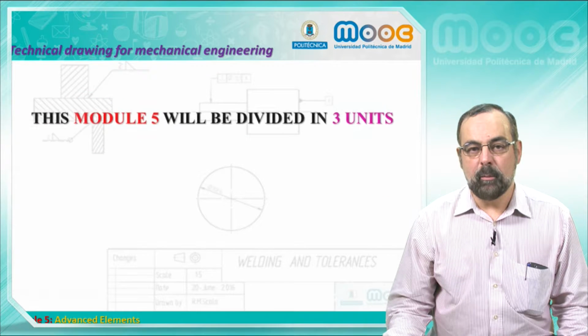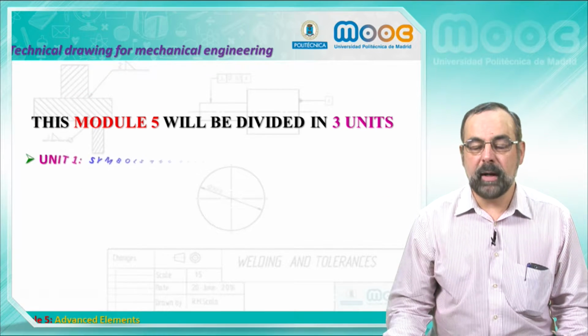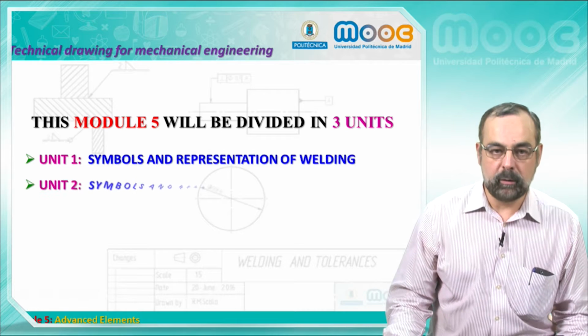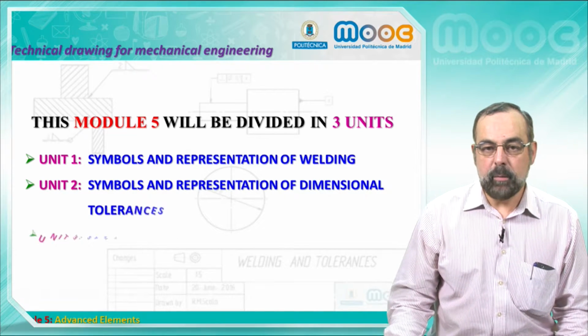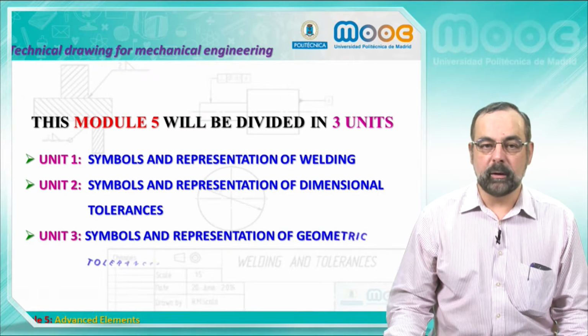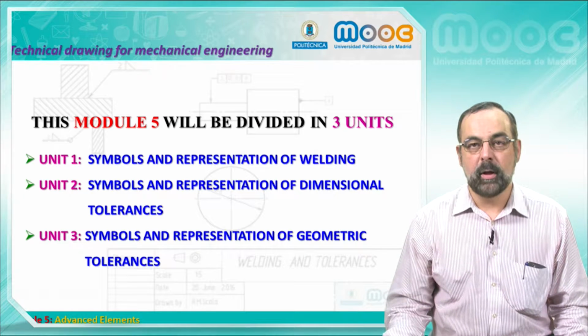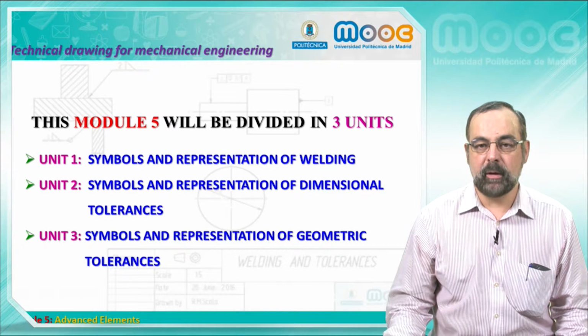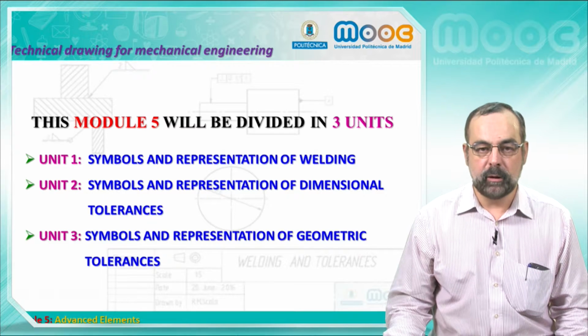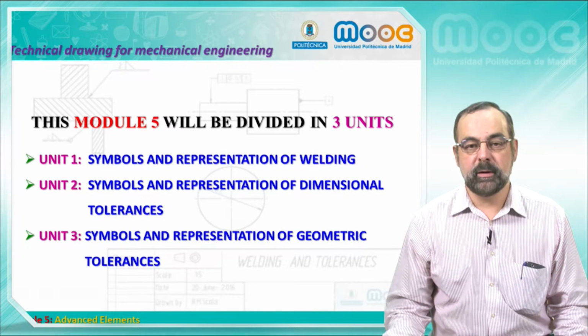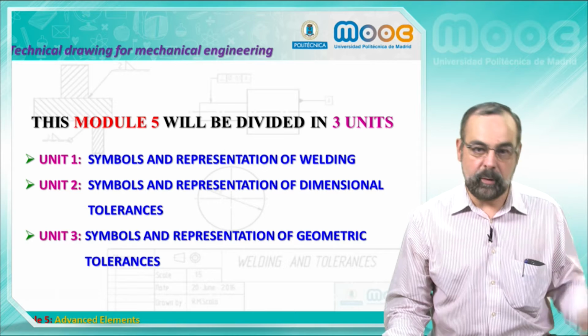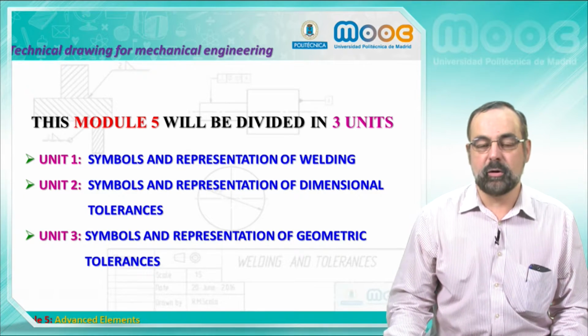This Module 5 will be divided in 3 units. In Unit 1, we will treat symbols and representations of welding. In Unit 2, we study symbols and representation of dimensional tolerance. And in Unit 3, symbols and representation of geometric tolerance.